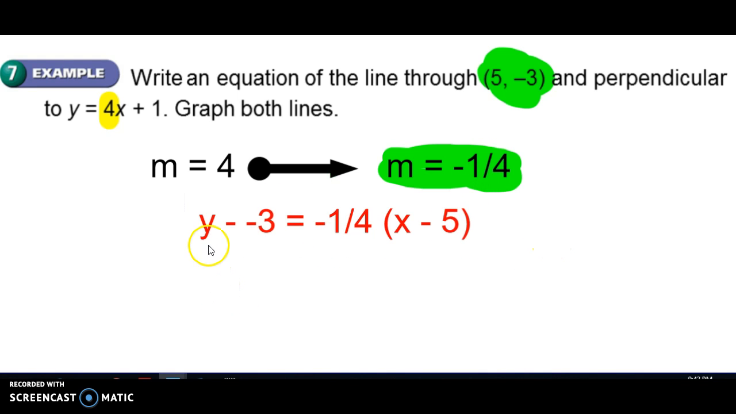And I'm almost done. I'm going to rewrite this by just changing this minus minus into a plus sign. Okay, so I've got y plus 3 equals negative 1/4 times x minus 5. Now, if I were to go ahead and multiply by the negative 1/4 to try and put it in slope-intercept form of the line, this is going to be a mess. I'm going to have fractions. But I can just leave it like this, and I can easily graph it from here.